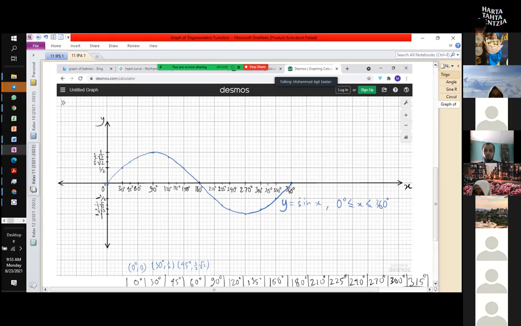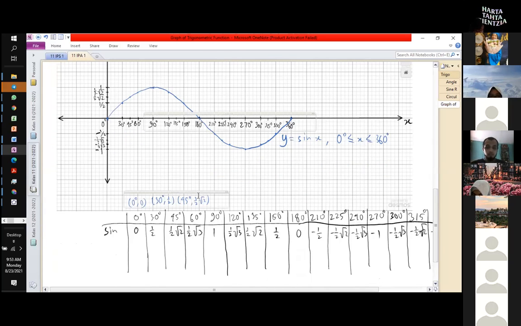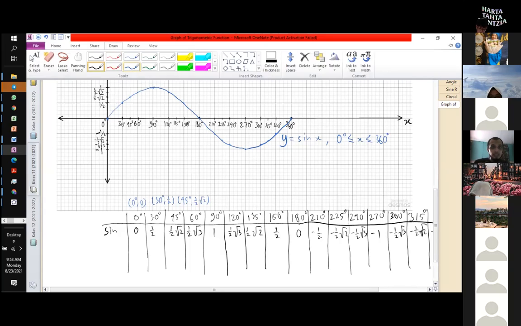Okay, what if we continue the graph? Can we continue the graph? Yes, we can. We can continue both to the right and to the left. I think I will extend until -90 degrees. So let's extend until -90 degrees to the left.